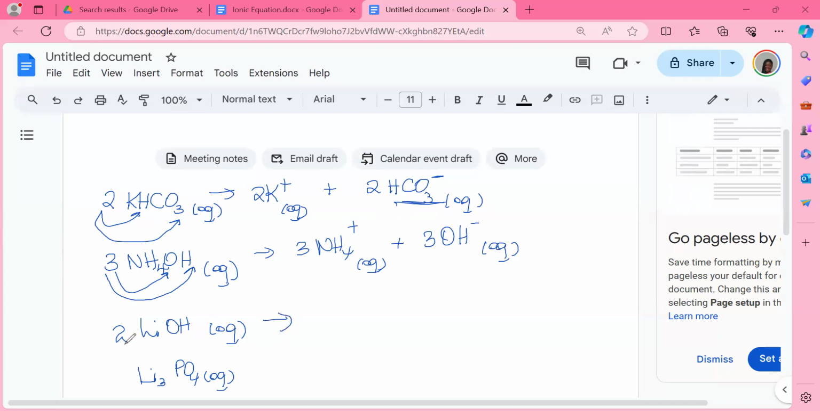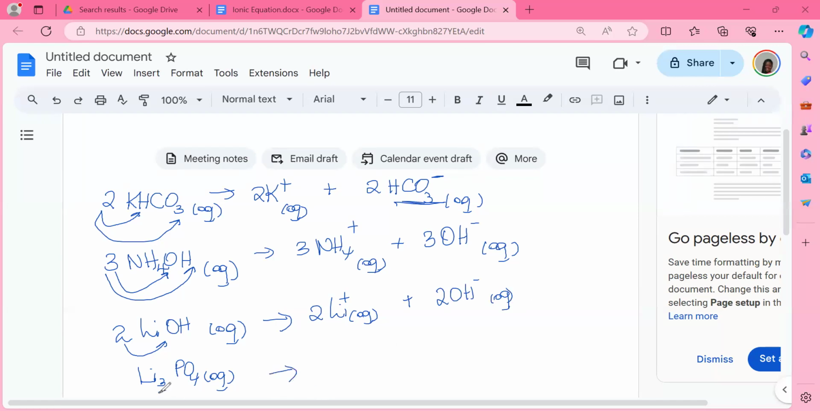Here we have lithium hydroxide, 2 lithium hydroxide. So it's going to be 2 Li plus ions and 2 OH minus ions.